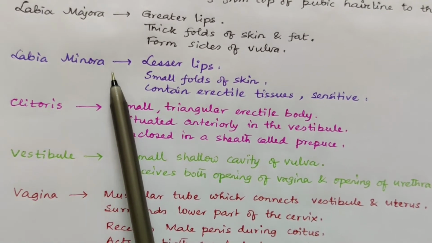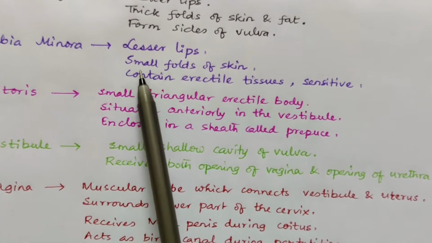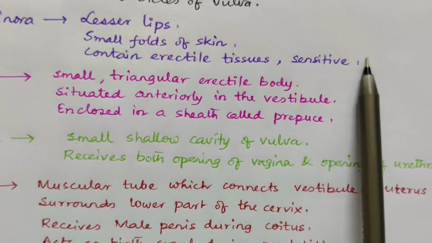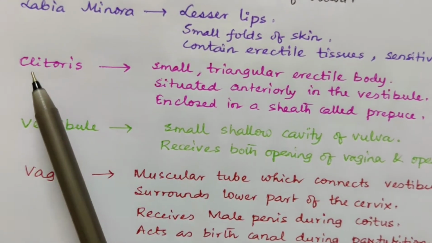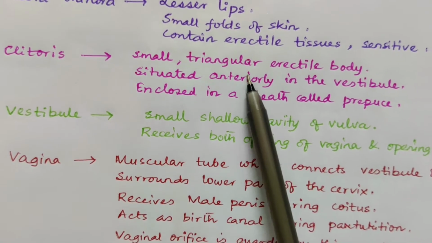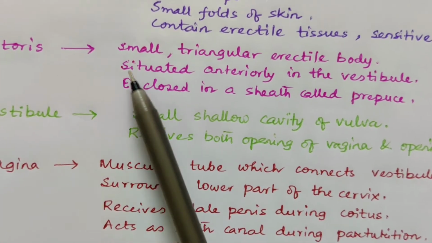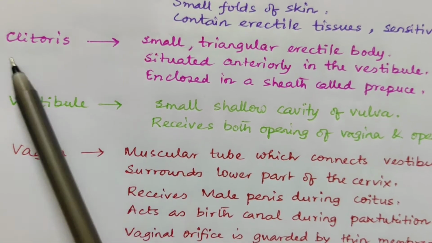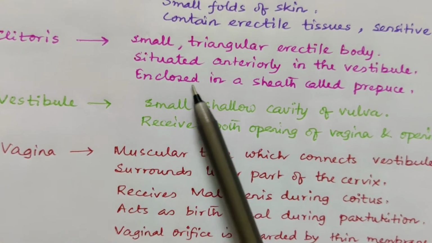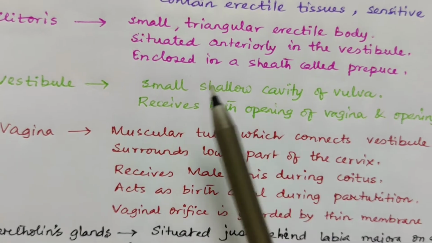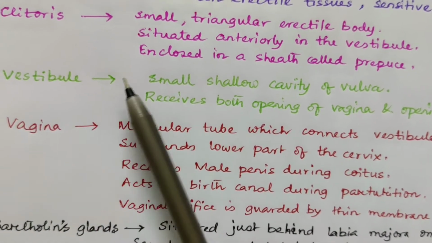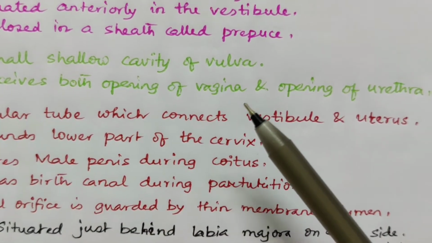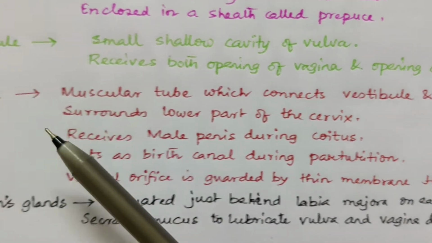Third one, labia minora, lesser lips, a small fold of skin containing erectile tissue which is very sensitive to touch. Clitoris, a small triangular erectile body situated anteriorly in the vestibule. The clitoris is homologous to the male penis. It is enclosed in a sheath called prepuce. Vestibule is a small shallow cavity of the vulva. It receives both the opening of the vagina and the opening of the urethra.